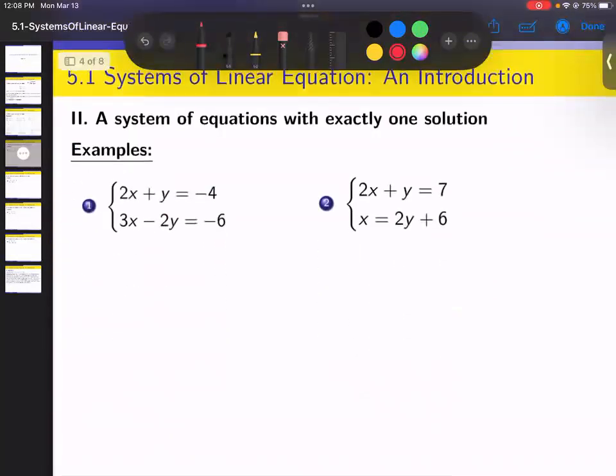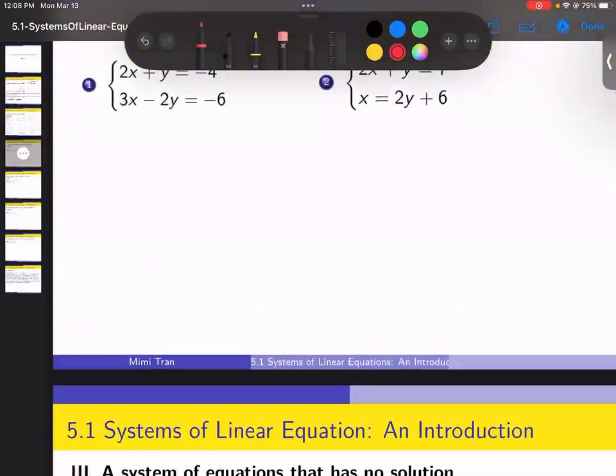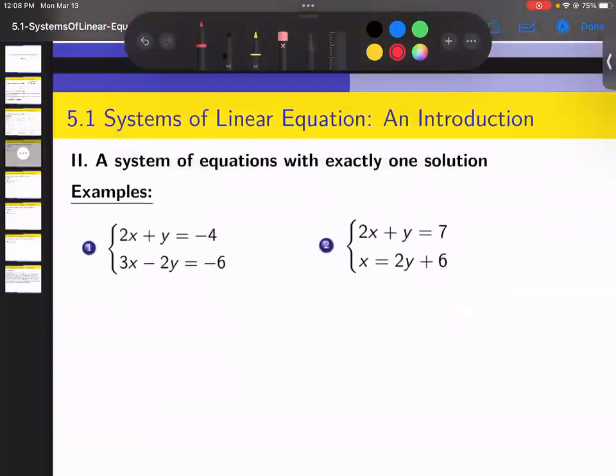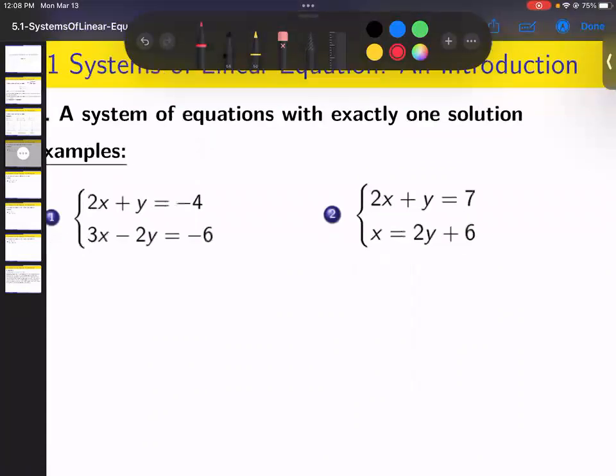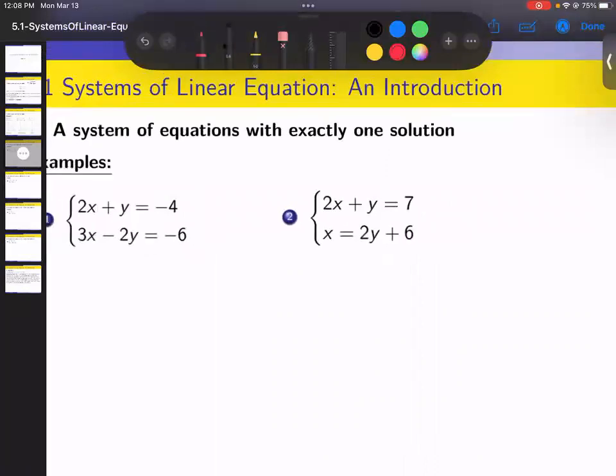Right, let's solve. There are two ways to solve this. My favorite is elimination. Sometimes you can use substitution. For example, problem 2, I would use substitution, because one of the variables is already solved for. Let's do number 2 first.